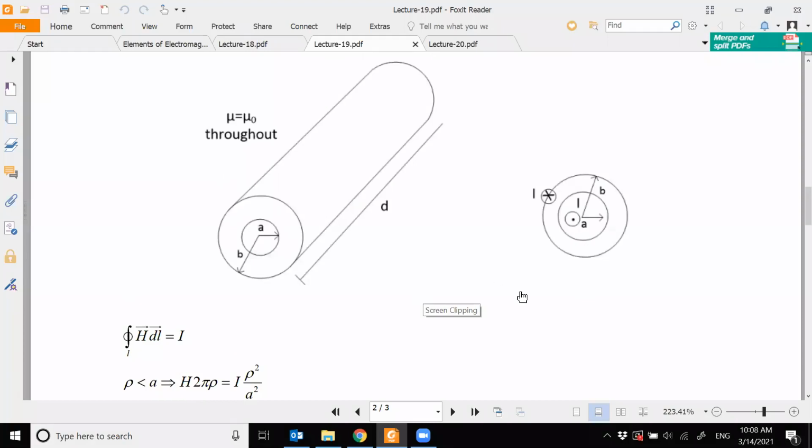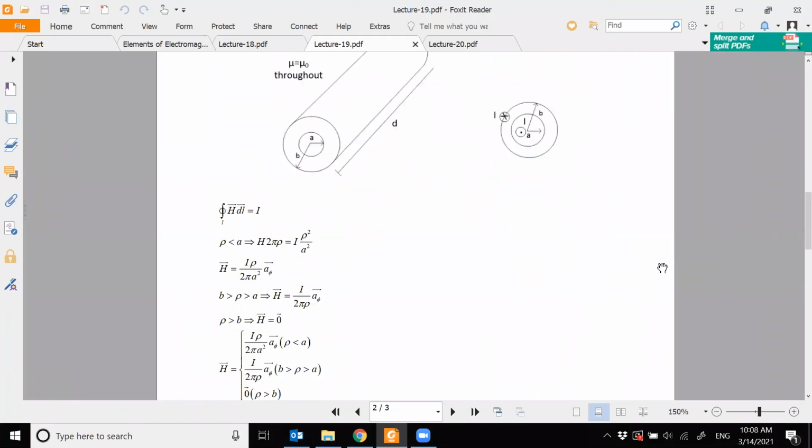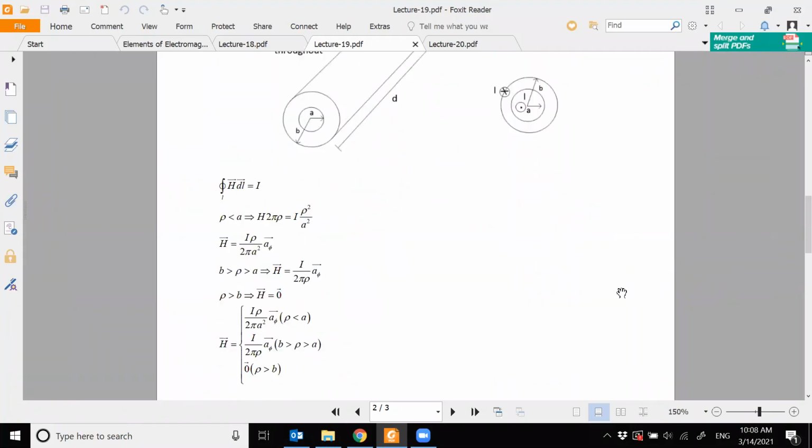So let me just zoom out a little bit. So just to show you, okay. So now if you see here, we have different regions. So we have rho is less than A, rho is between A and B, and rho is greater than B. So we need to find the magnetic field everywhere.